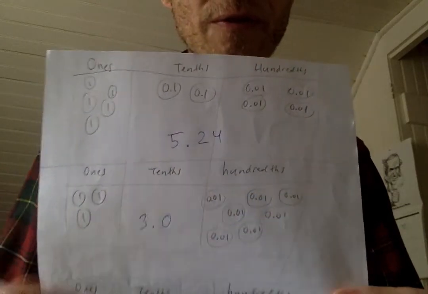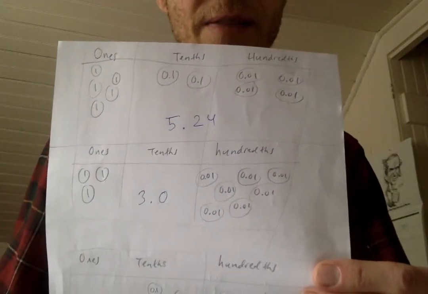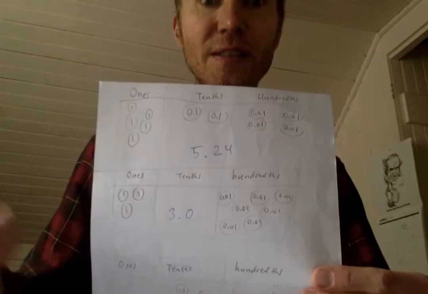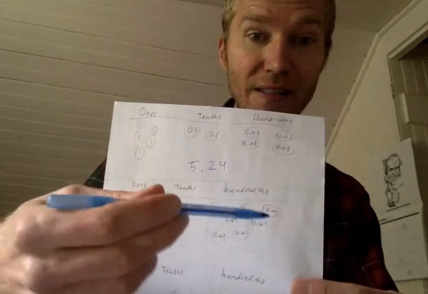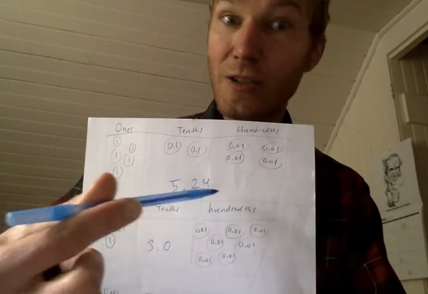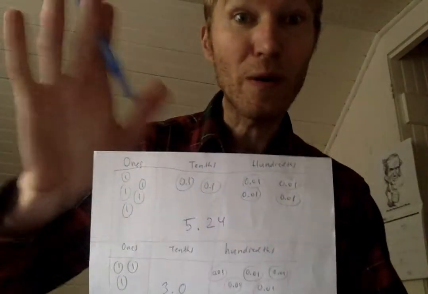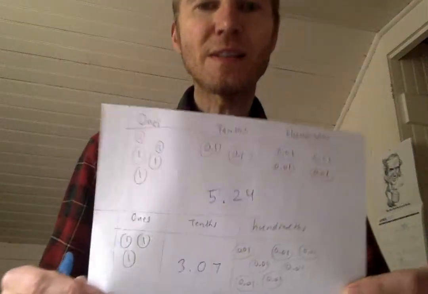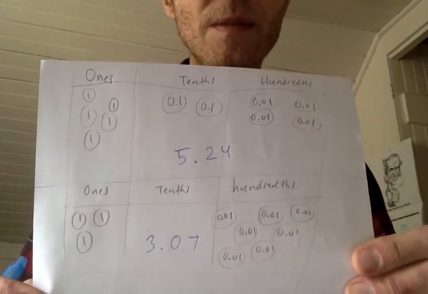And how many hundredths? 1, 2, 3, 4, 5, 6, 7. So it's 3.07 because the sevens have to go in the hundredth spot. Don't put the hundredths in the tenth spot. That's a totally different number. So it looks kind of like that. Let's go to the next one.